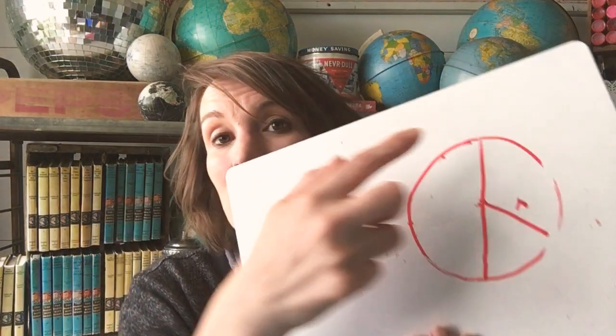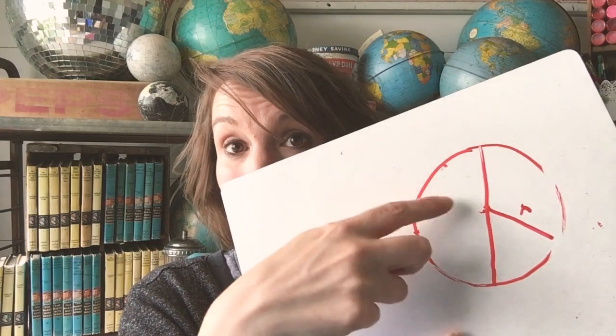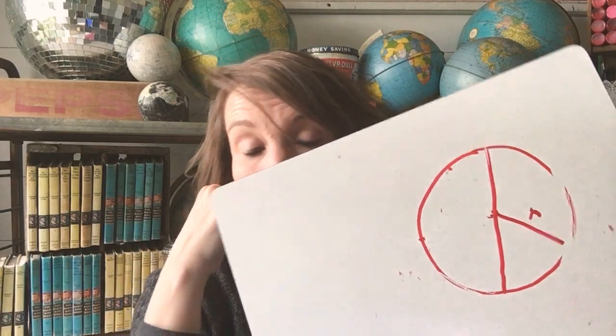The next term that you need to know is the diameter. The diameter is the distance from one side of the circle to the other when it goes through the center. That is the diameter.